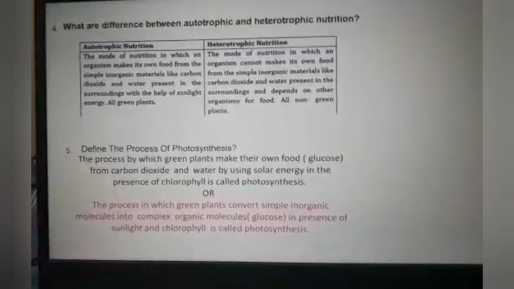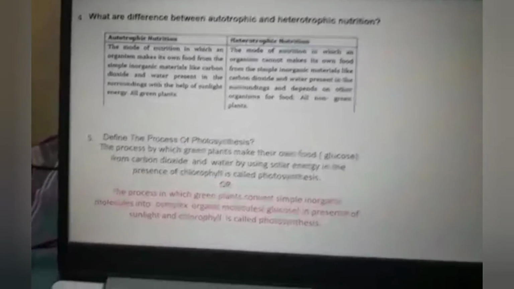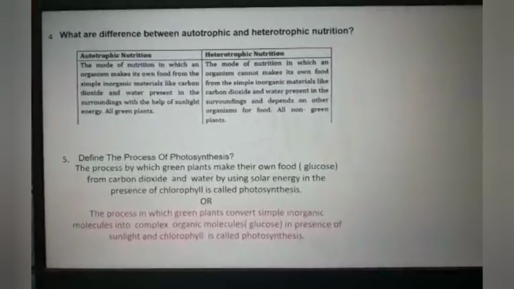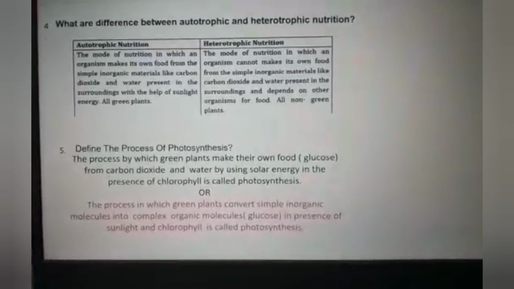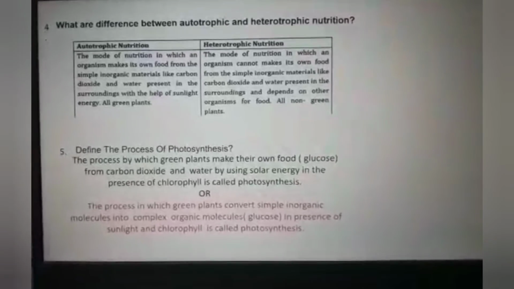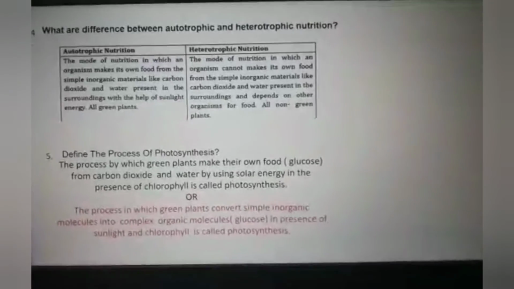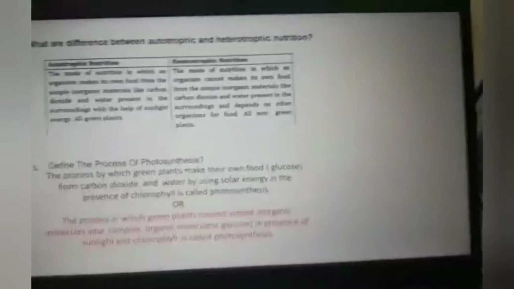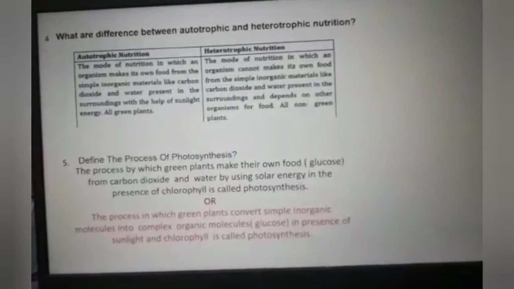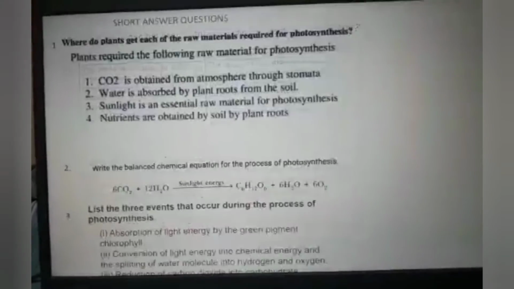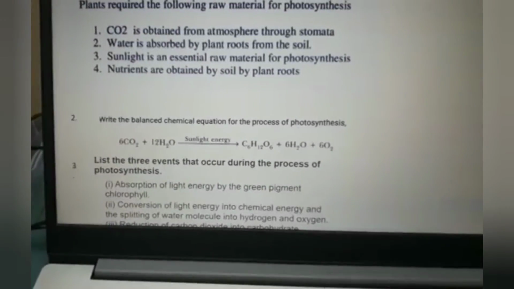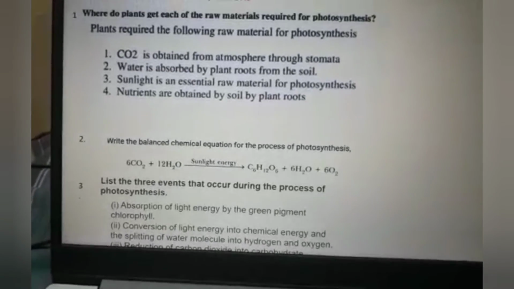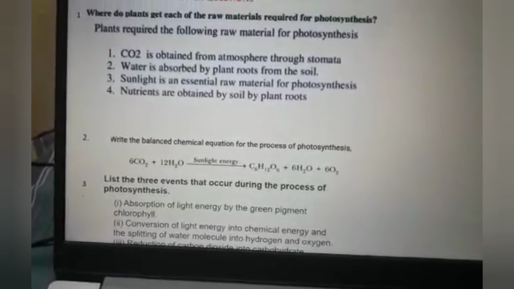That is photosynthesis, but you should write the second definition because you are grade 10 students. The process in which green plants convert simple inorganic molecules into complex organic molecule glucose in the presence of sunlight and chlorophyll is called photosynthesis. These are the important points, and the three events I already explained. Write the list of the three events that occur during photosynthesis: absorption, conversion and reduction.